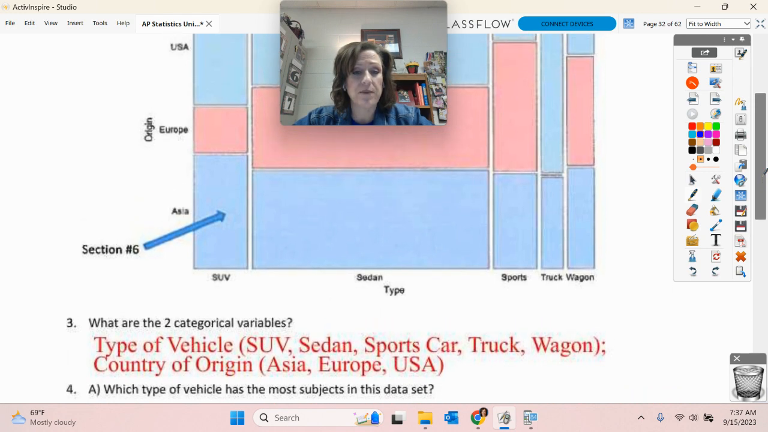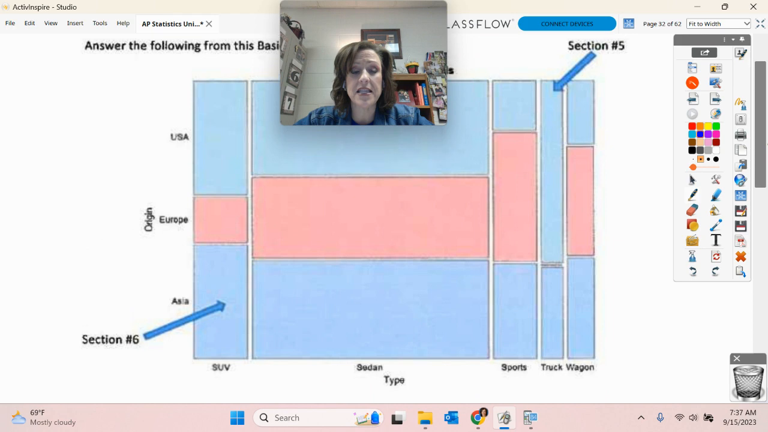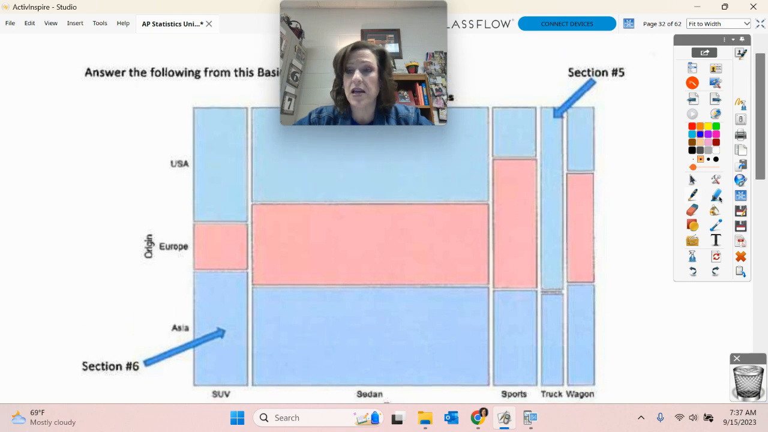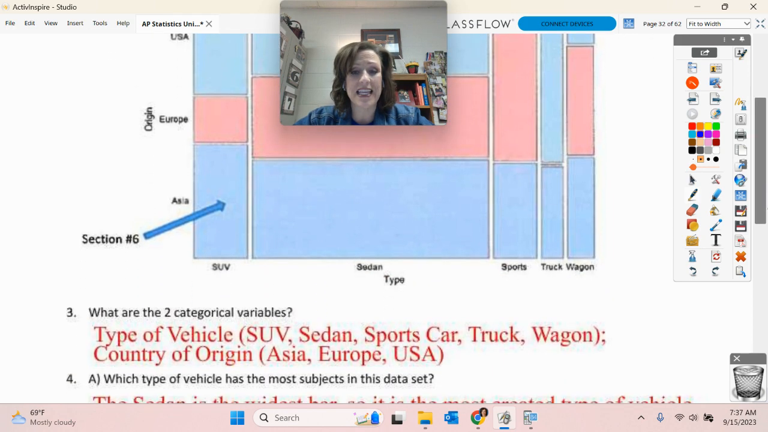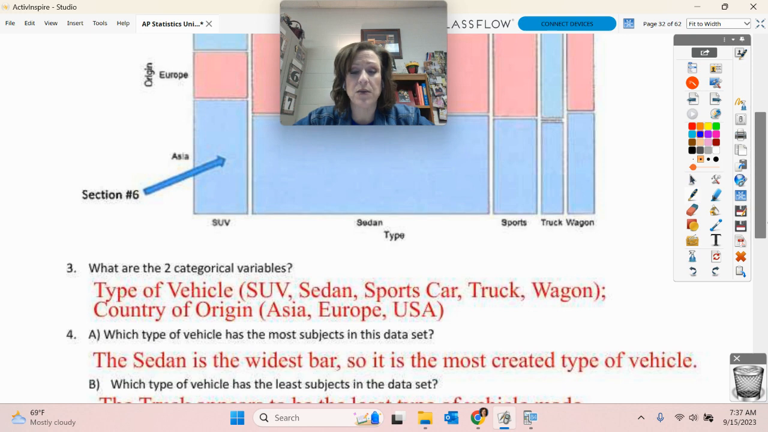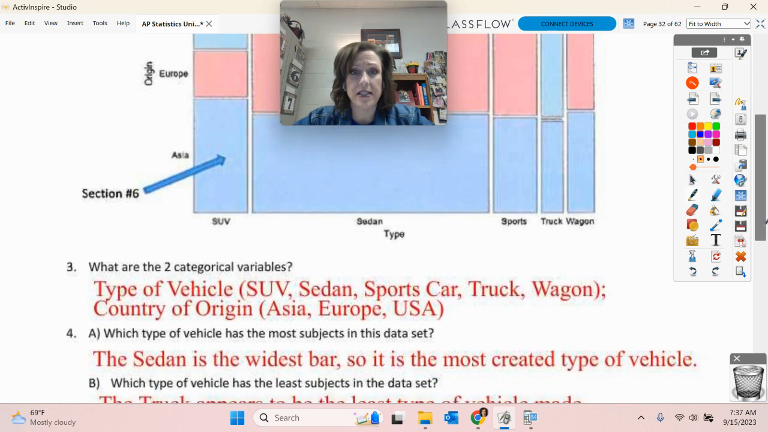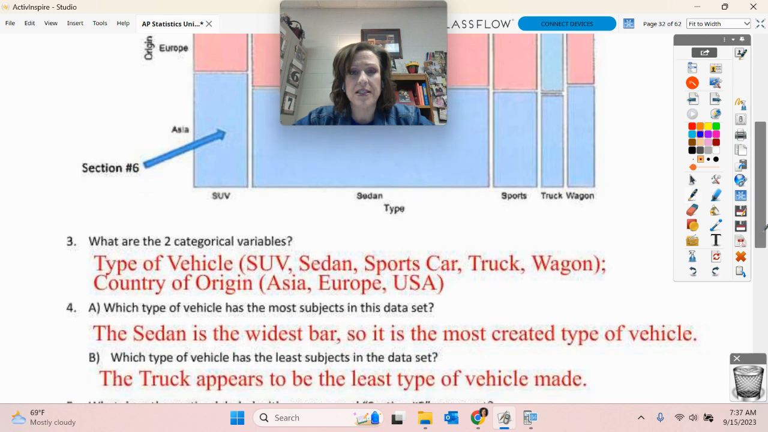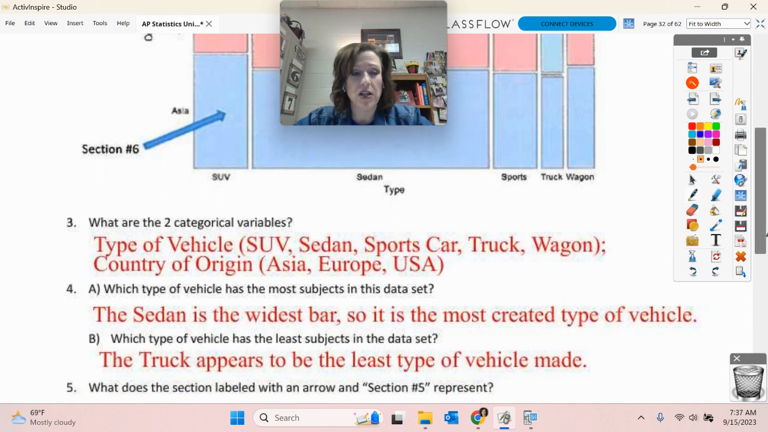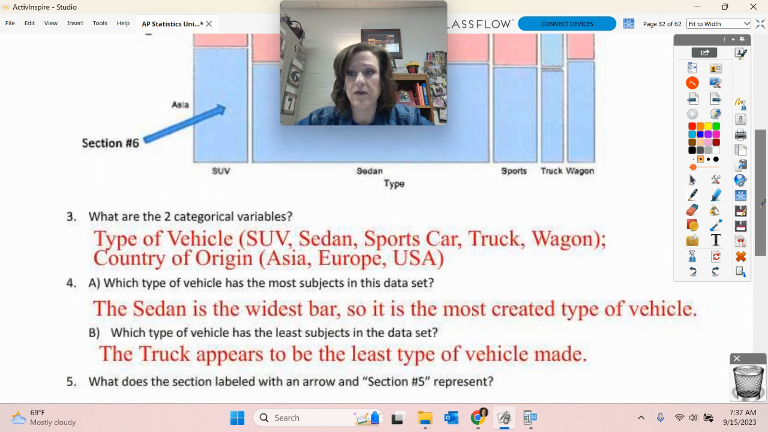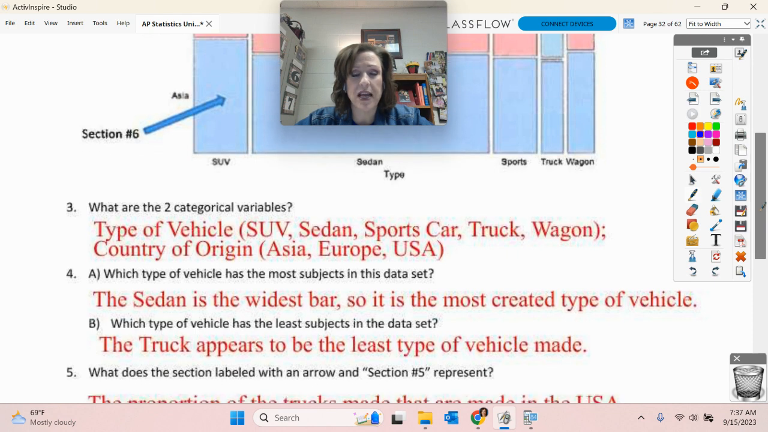So which vehicle type has the most subjects in that? Well, because of this wider amount, I can see sedans definitely have the widest bar. Nowadays, it's SUV. And sedans is actually quite small and getting smaller. I've seen some of the vehicle makers not even having any sedans whatsoever. I think Ford just nixed all of their sedans. They took away their last one. All right, which type of vehicle has the least? Well, in this case, it'd be truck.